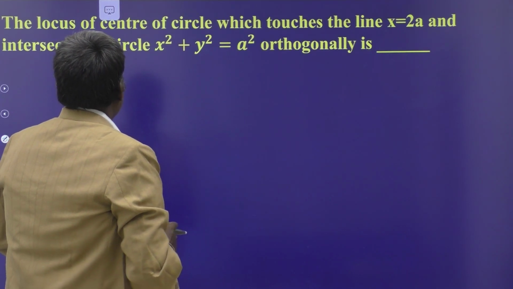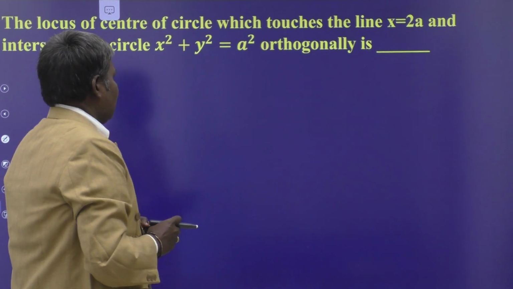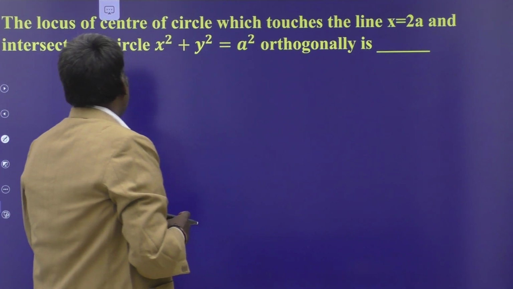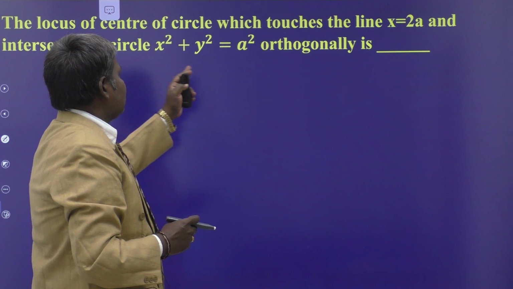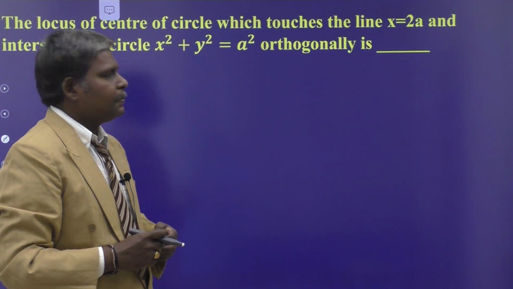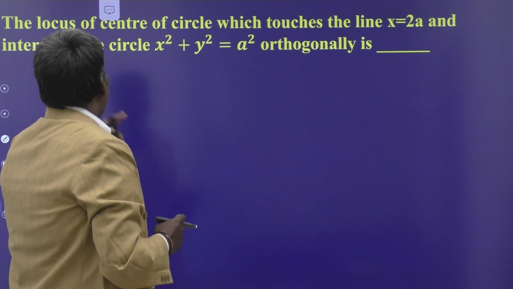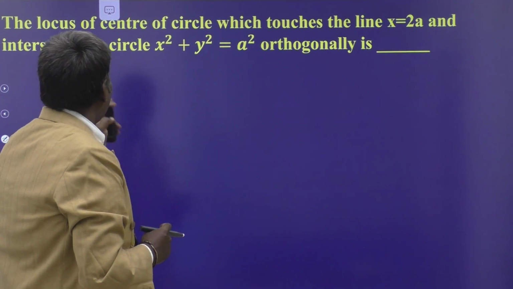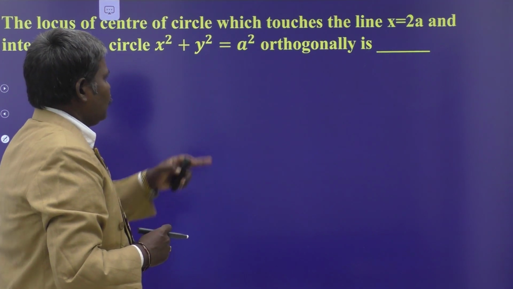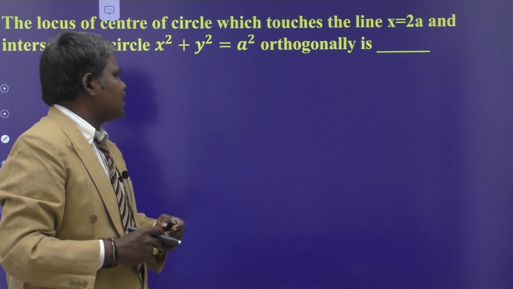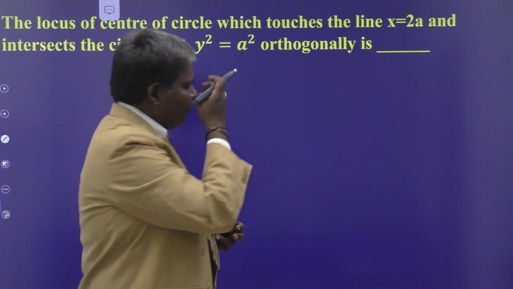See this question. The locus of center of circle which touches the line x is equal to 2a and intersects the circle x square plus y square is equal to a square orthogonally. We have to find out the equation of locus of center of circle which touches the line x is equal to 2a and intersects the circle orthogonally.